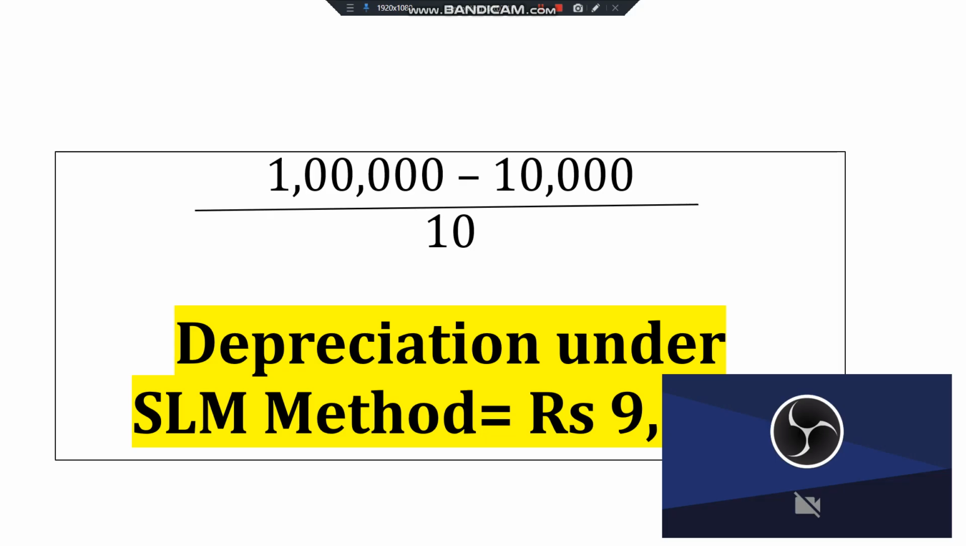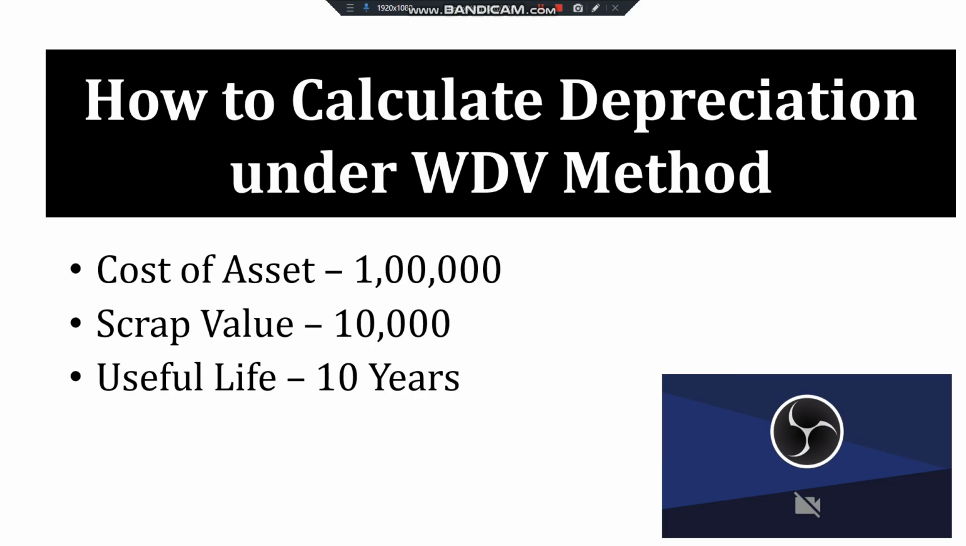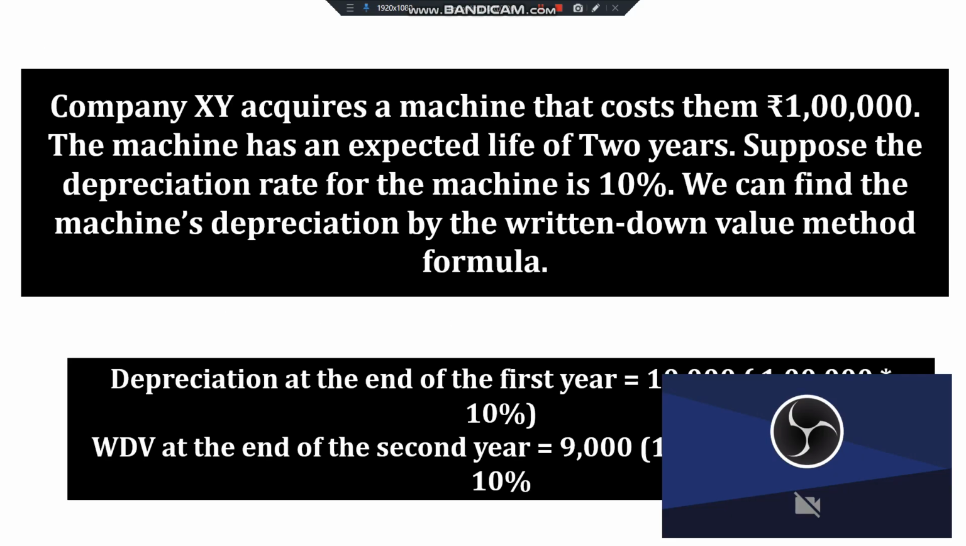This is very constant. But the next thing is to see how to calculate depreciation under the WDV method. If a company acquires a machine that costs 1 lakh, and the machine has an expected life of 2 years, suppose the depreciation rate of the machine is 10%, calculate on the WDV method. The first year depreciation would be 10,000, because 10% of 1 lakh is 10,000.